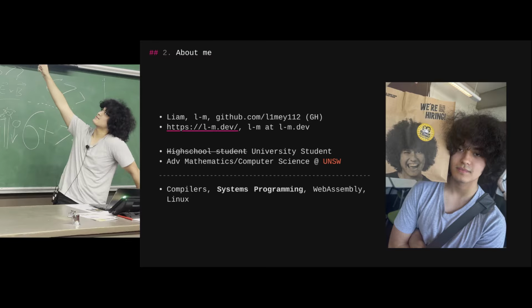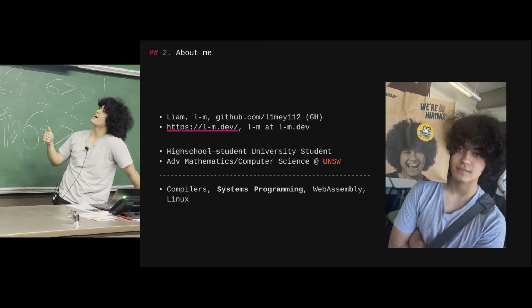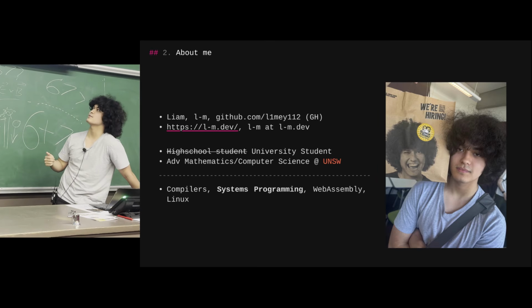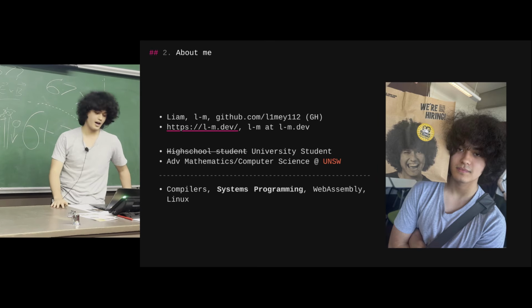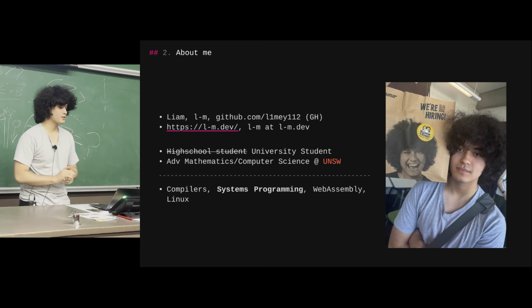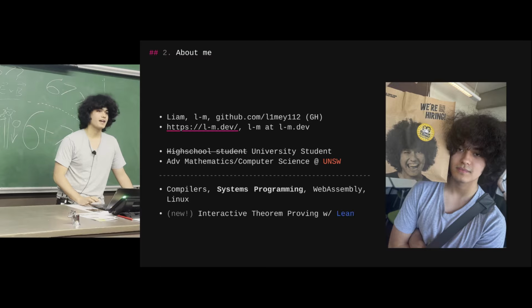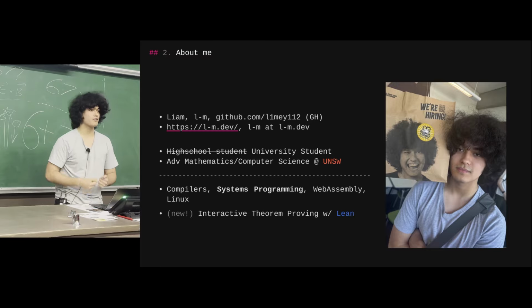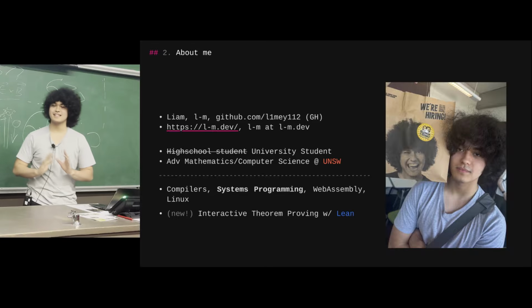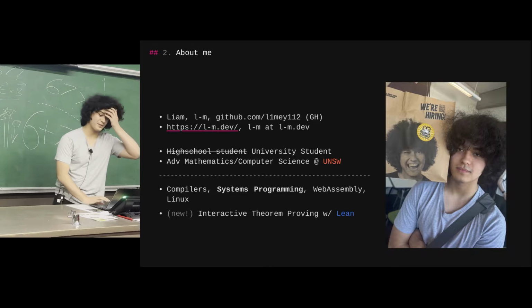So this is my GitHub. That's my website. It's not updated. I used to be a high school student. Now I'm here. I study advanced mathematics and computer science at UNSW. My interests are compilers, systems programming, and WebAssembly in Linux, and recently using Lean, so interactive theorem proving. But that's not what this talk is about, even though I would love it to be.